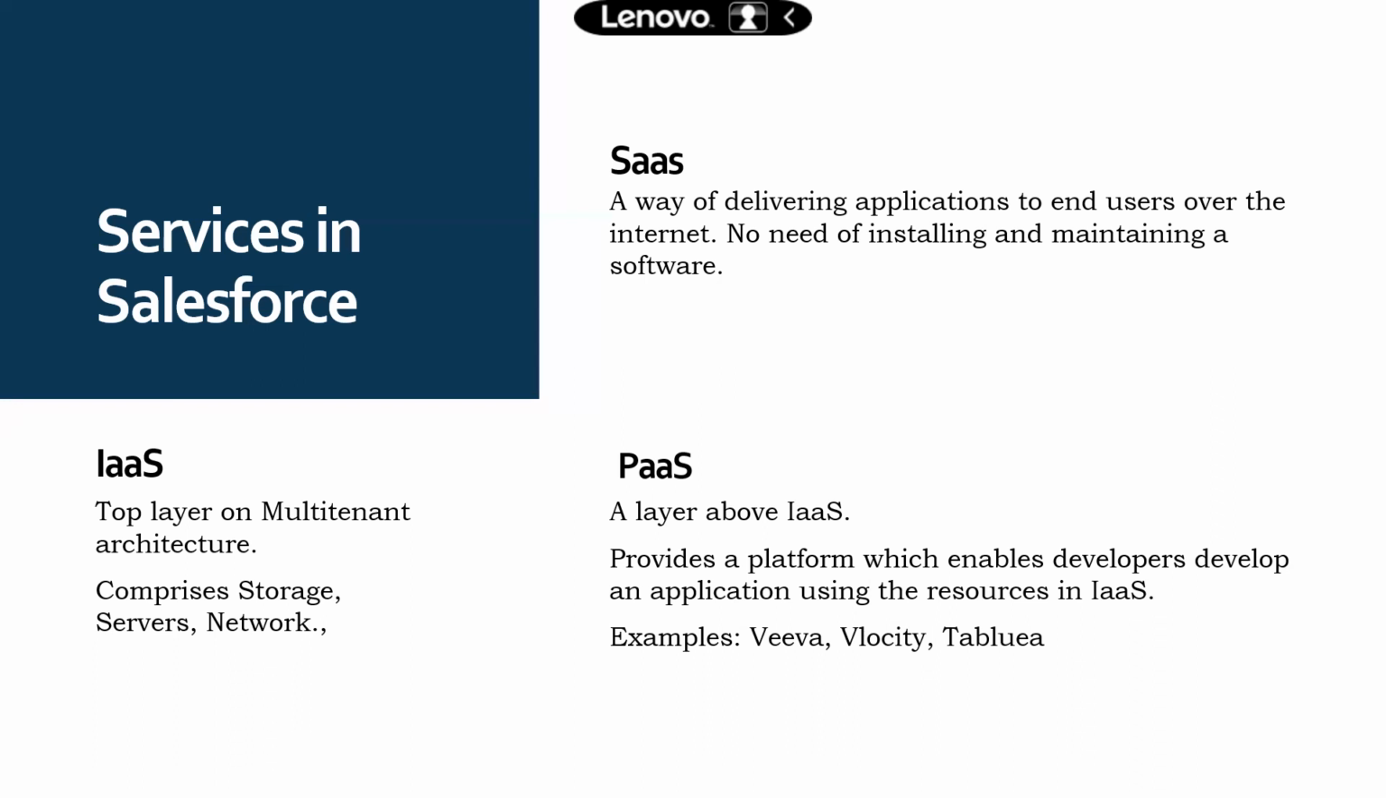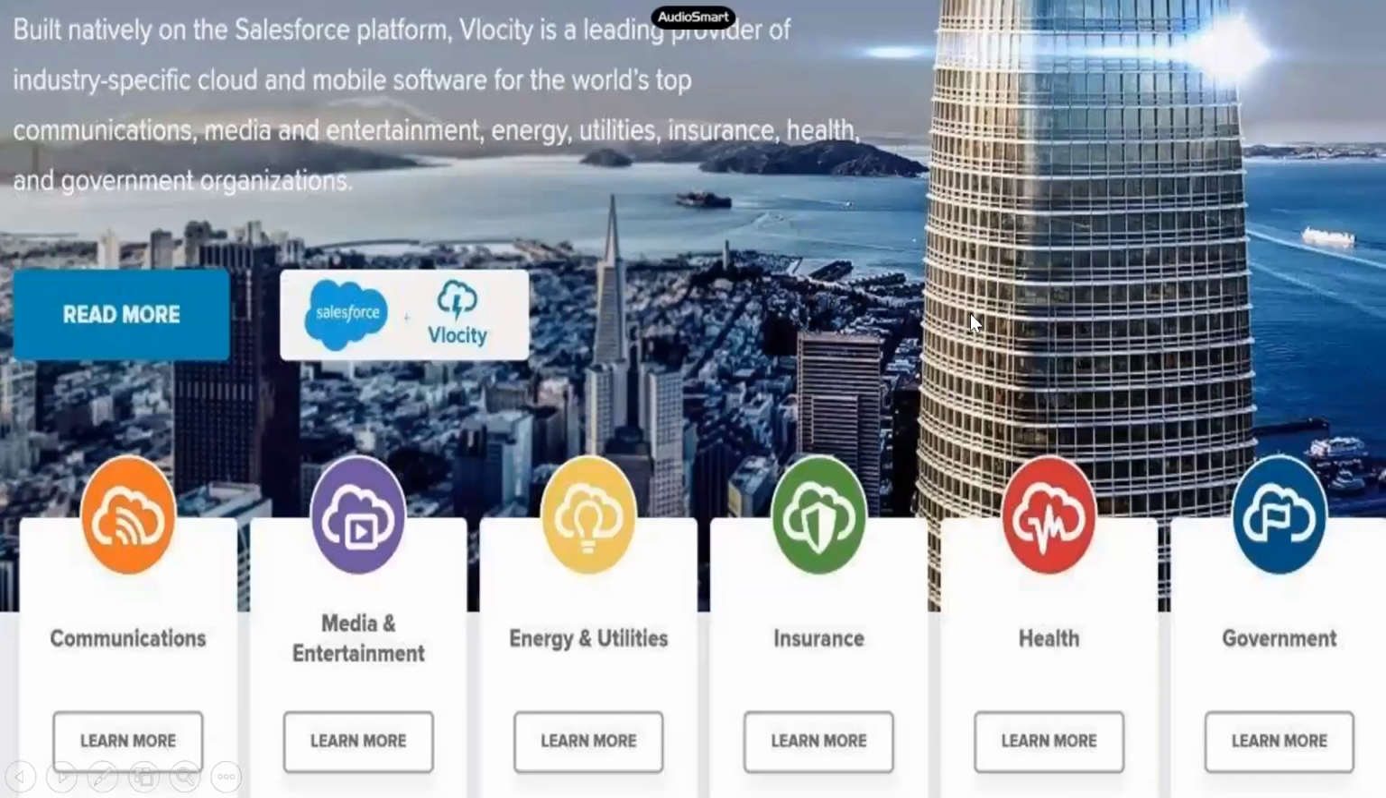Viva, Vlocity, Tableau, CPQ. There are so many applications that are provided as a managed package, right? These are nothing but they are using PaaS capability of Salesforce, right? So that is what Vlocity is, and that's how it works. Now let's dig a little deeper, right? Whenever we hear about this industry specific cloud, what exactly is this, right?